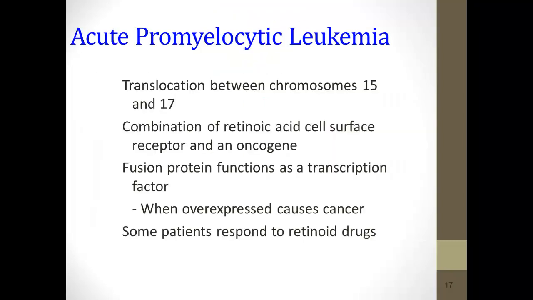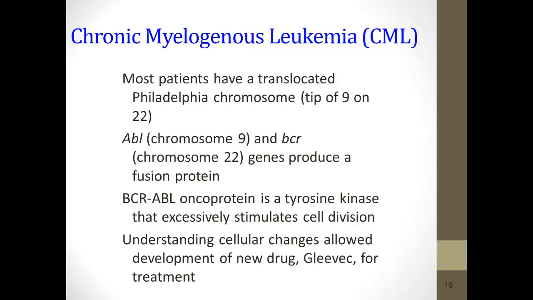So we have acute promyelocytic leukemia. If you develop this disease, there is a translocation between chromosome 15 and 17. With the combination of the retinoic acid surface receptors and an oncogene, a fusion protein develops that functions as a transcription factor. When this is overexpressed, the patient develops acute promyelocytic leukemia. And for some of these patients, they may respond to retinoid drugs.